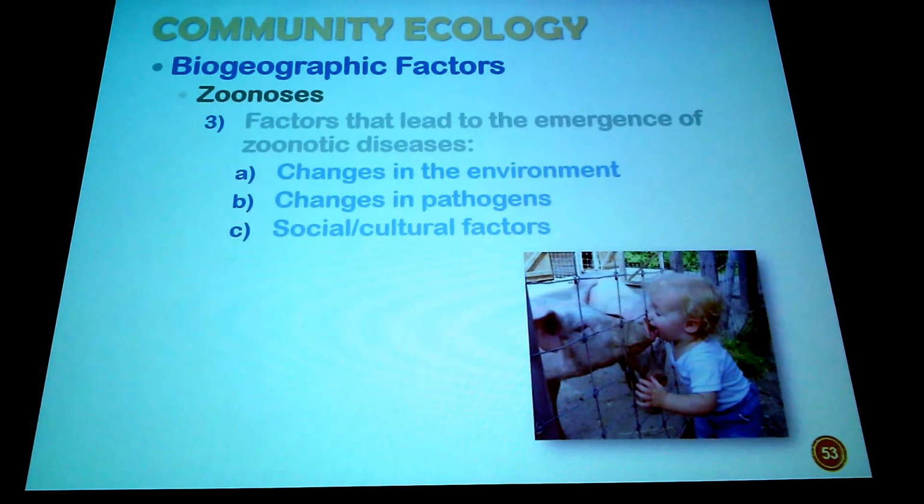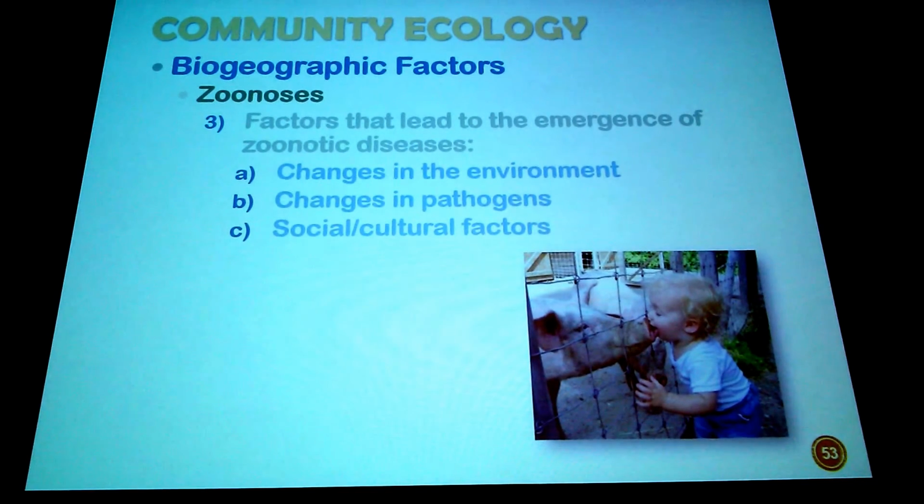Factors that lead to the emergence of zoonotic diseases: changes in the environment. What do we mean by that? What might allow diseases to spread? It gets really cold, and people clump together inside. There could be that, really cold winters, because that's when we get sick more often with things like the cold and flu. They even call it the cold and flu season. It's not so much the weather, it's just we spend more time indoors, more time with each other, exposing each other to more things.